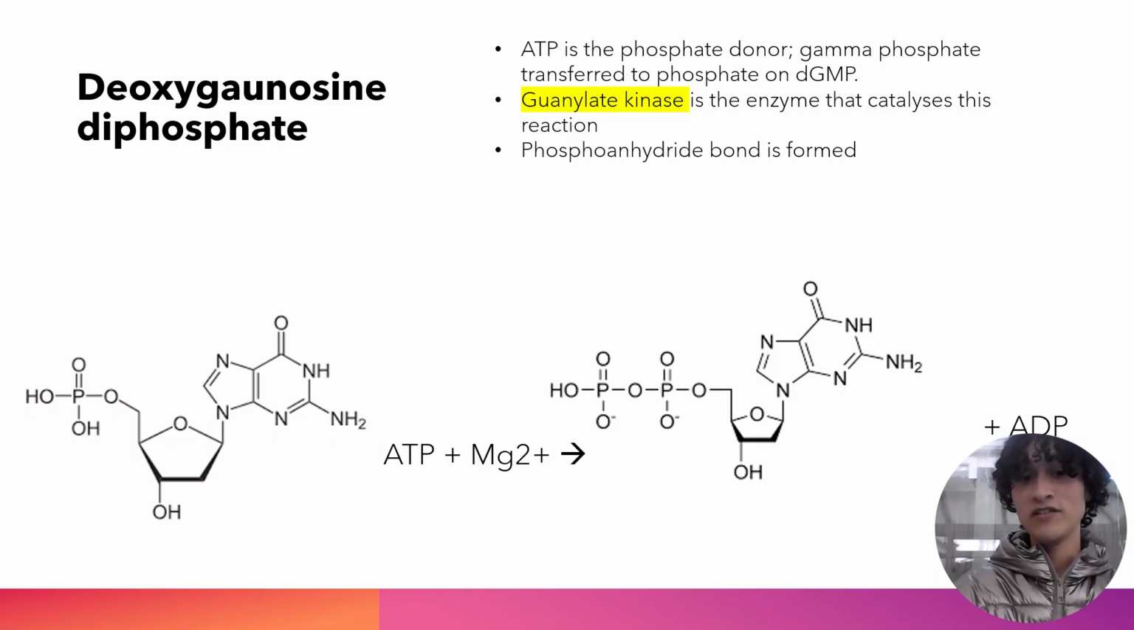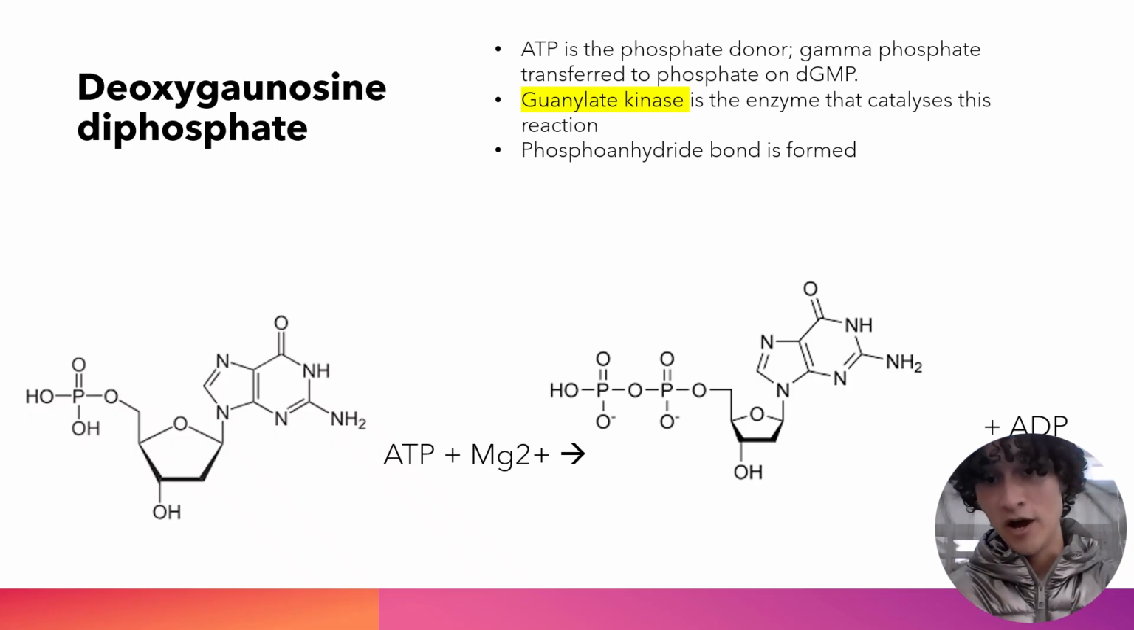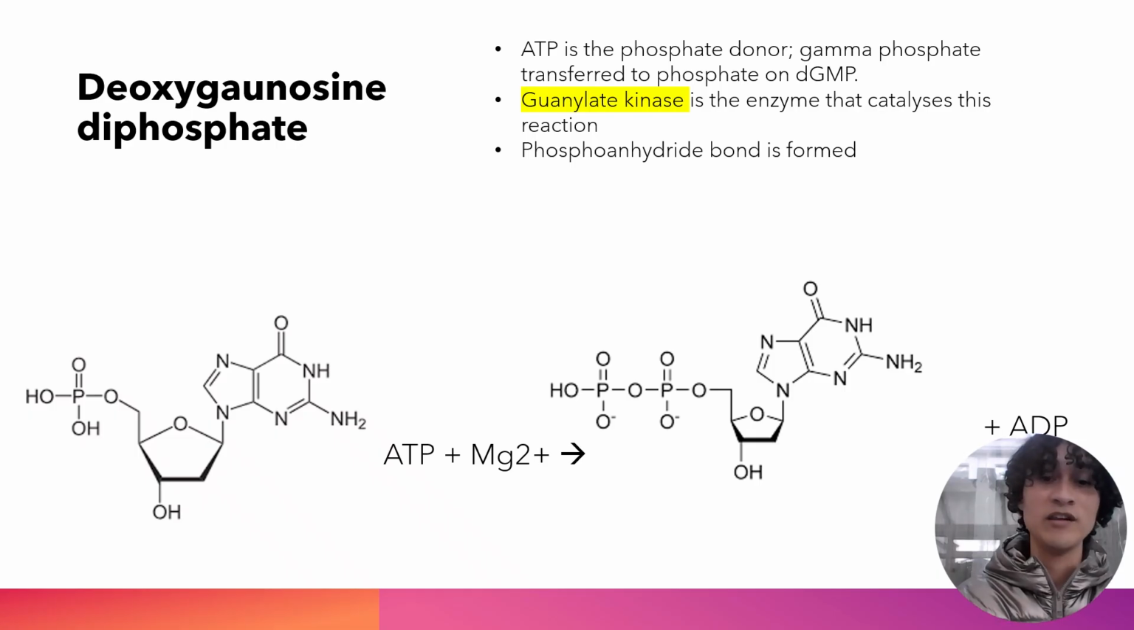ATP, adenosine triphosphate, is still acting as our phosphate donor, and magnesium is still stabilizing that charge repulsion. Its positive charge is stabilizing that between the beta and gamma phosphates in the ATP and the hydroxyl group on this phosphate. With the help of guanylate kinase to catalyze this reaction, an additional phosphate group is transferred from ATP to give us deoxyguanosine diphosphate. As a byproduct we get adenosine diphosphate, because ATP's lost a phosphate group.